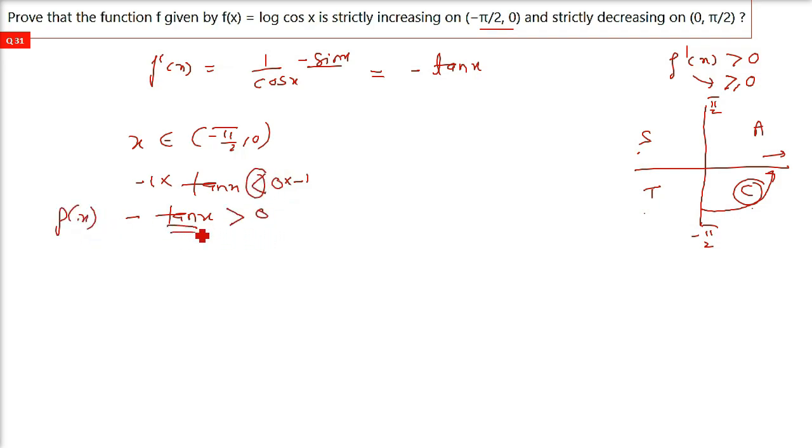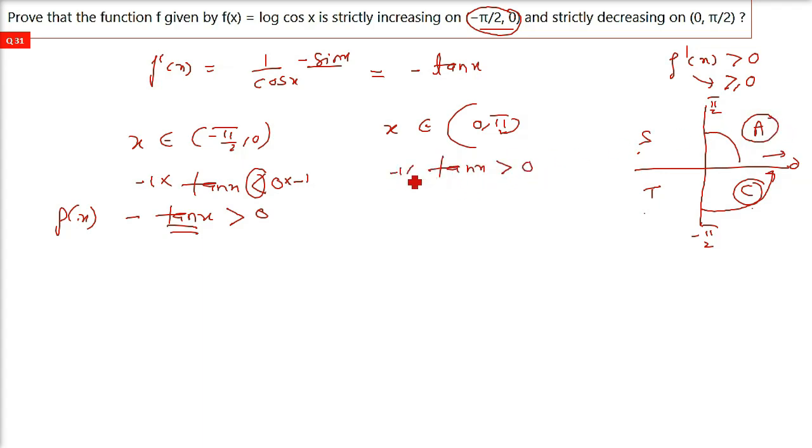This is your f dash x, which is greater than 0. That is between negative pi by 2 and 0. It is strictly increasing. Next one is x belongs to 0 to pi by 2. So we are talking about the first quadrant. All are positive. So tan x will also be positive.